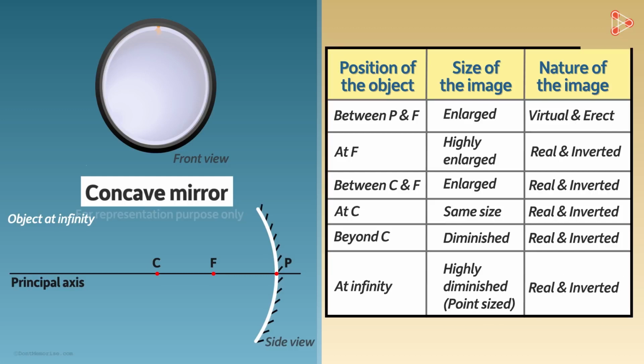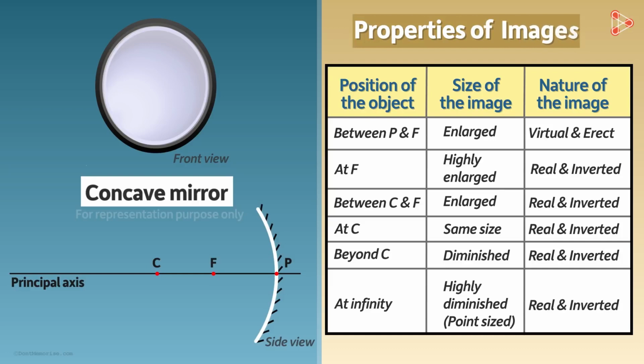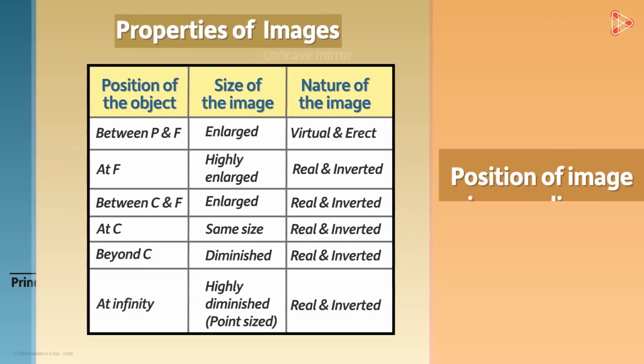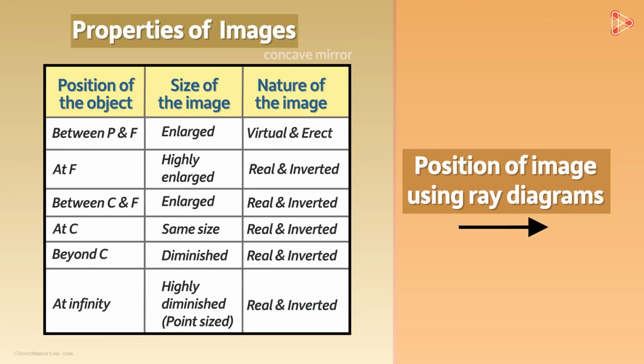Take a moment and go through the properties of images again. From this table, you can see that the image is virtual only when the object is kept between the focal point and the pole. Otherwise, the image formed is always a real image. In the next video, we will find out the position of these images using ray diagrams.